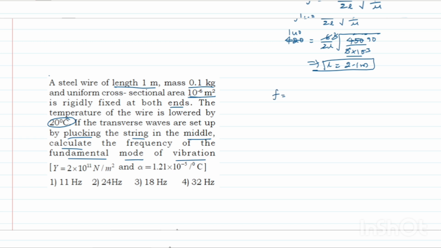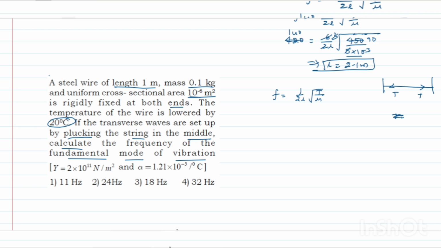And F equals 1 by 2L into root over T by mu. Here you are fixing a wire between two rigid supports, and here the temperature you are going to lower, so thermal stress is going to be experienced by this wire. Then the tensional force T, directly I am giving the formula, students.